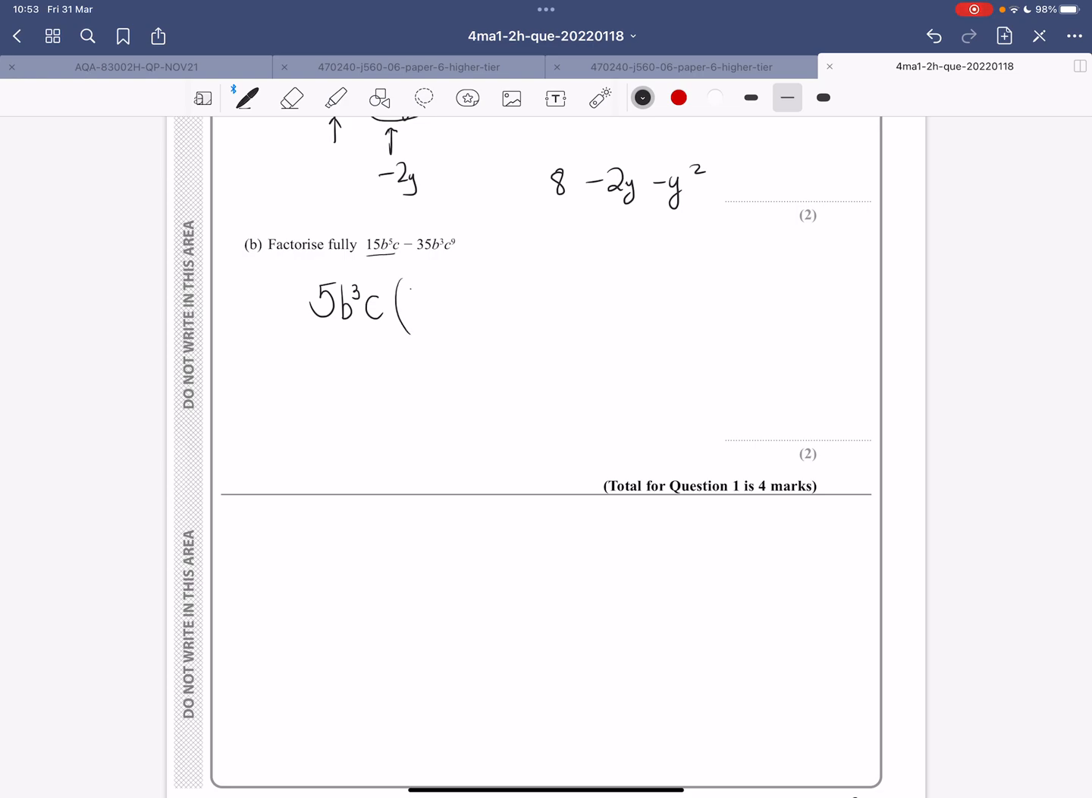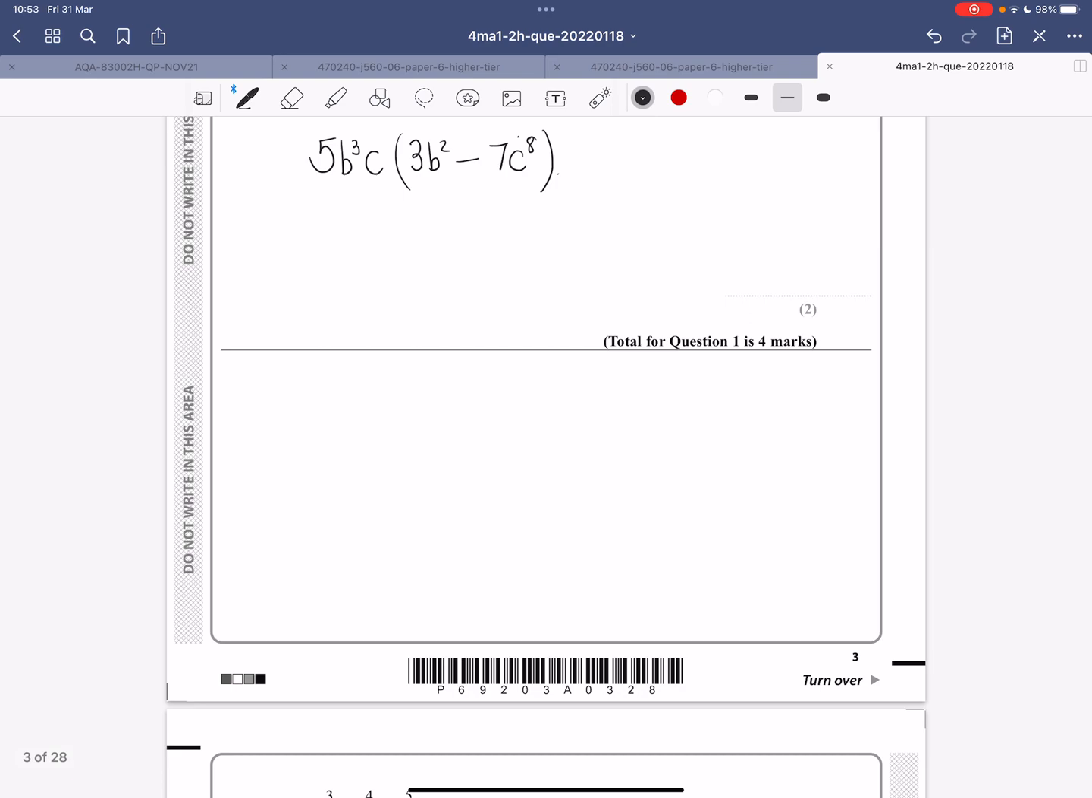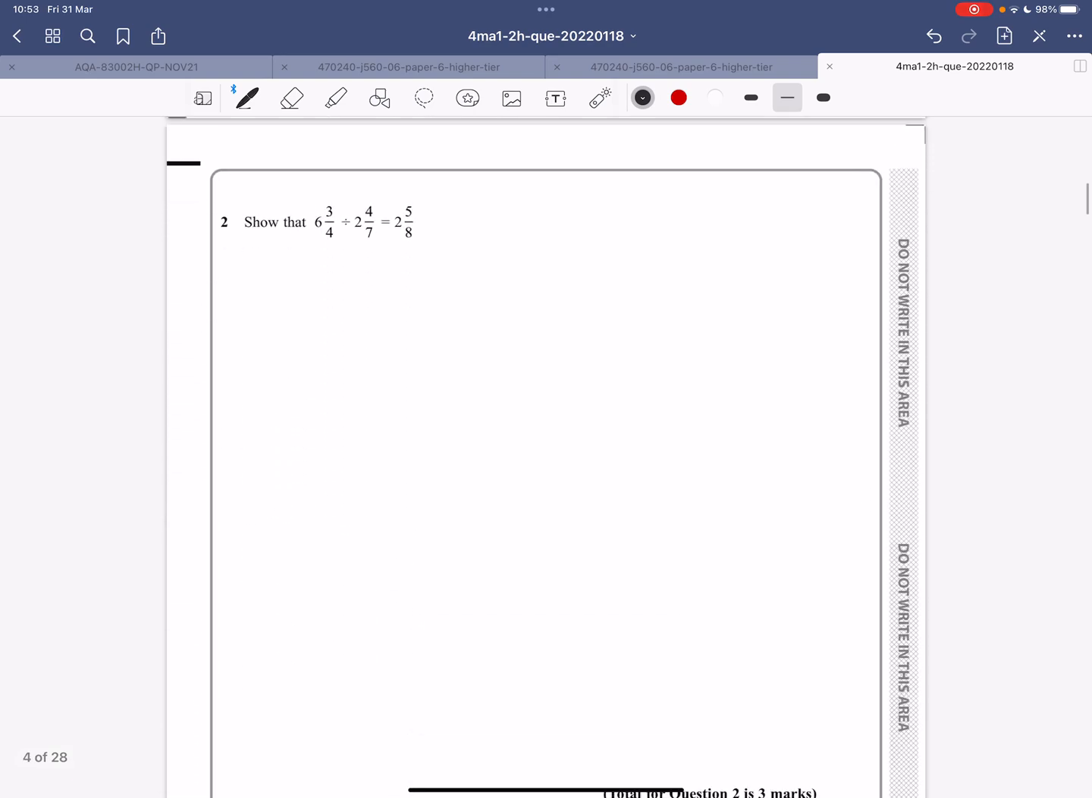So this first term here, this needs 3b squared. 5 3s are 15. b cubed times b squared is b to the 5, and c times 1 is c. And then minus 7, because 5 times 7 makes the 35. b cubed is covered. We want c to the 9, so this is c to the 8. Okay, I think that's what they want there. I was thinking difference of two squares, but that would just be silly. So we'll just leave it like that.